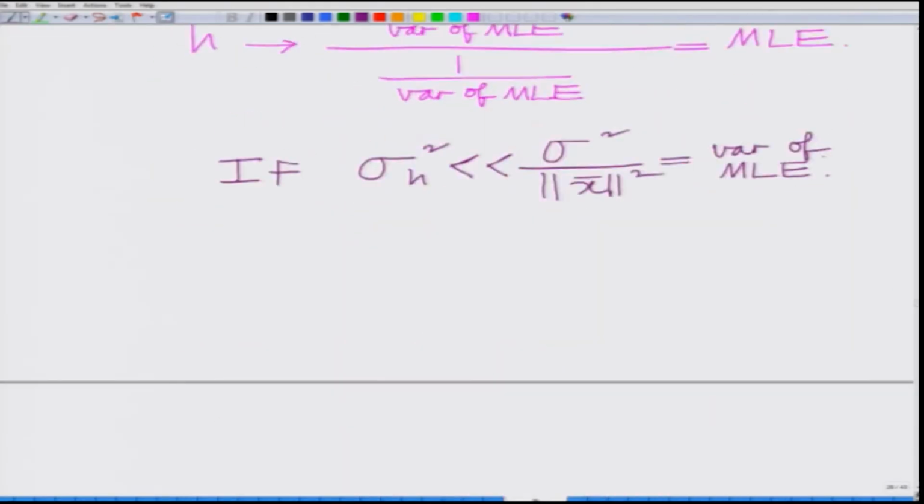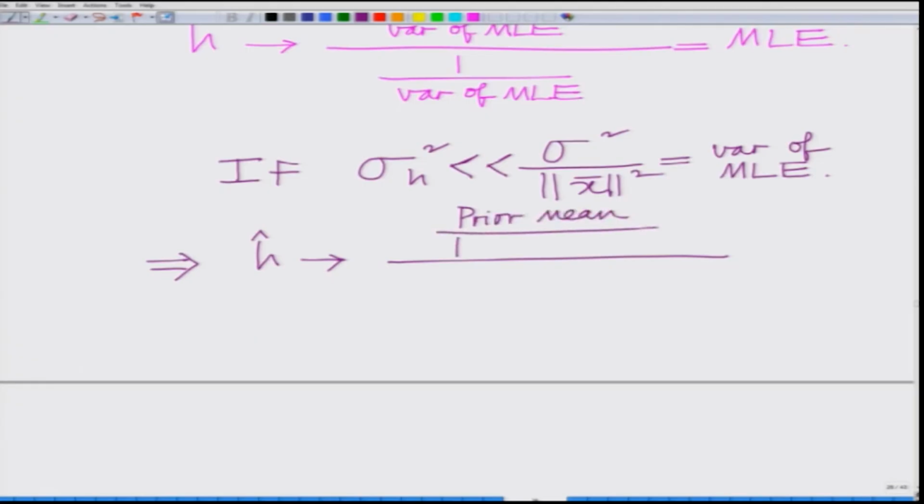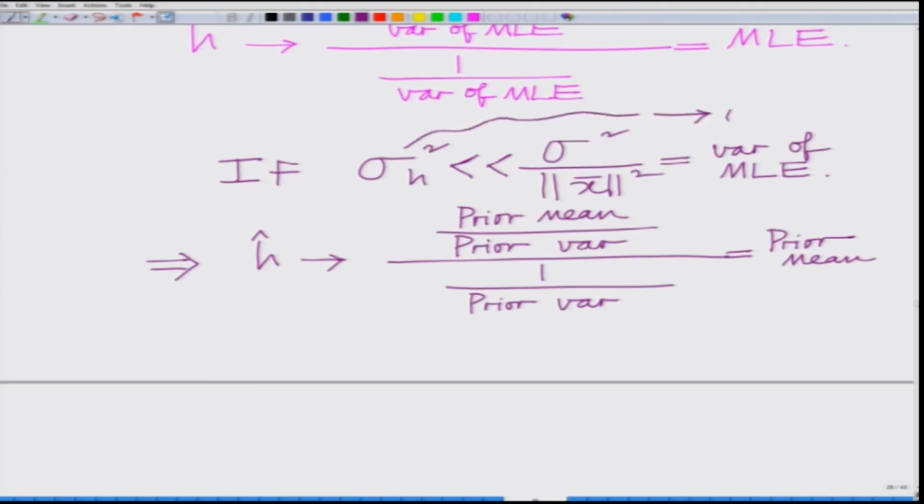So, therefore, what we have, this implies h hat tends to the prior mean divided by the prior variance, divided by 1 over the prior variance, which equals the prior mean. So, if sigma h square, this quantity basically tends to 0, or the prior variance is very small.